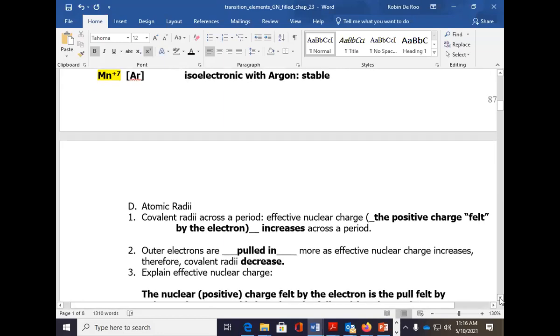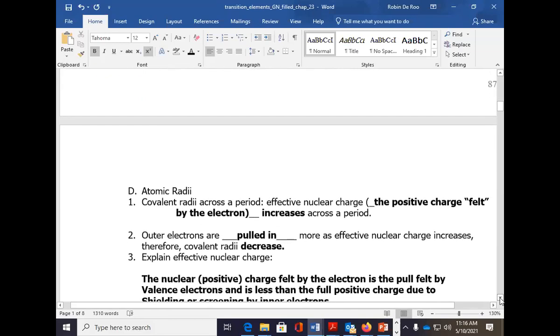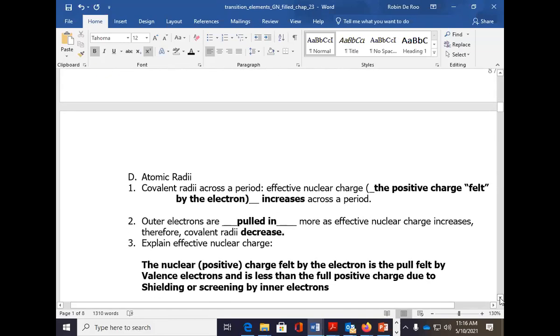Okay, so this is the explanation of effective nuclear charge. It's the positive charge felt by the electron. It's the pull felt by the valence electrons. It's less than the full positive charge due to shielding or screening by inner electrons.